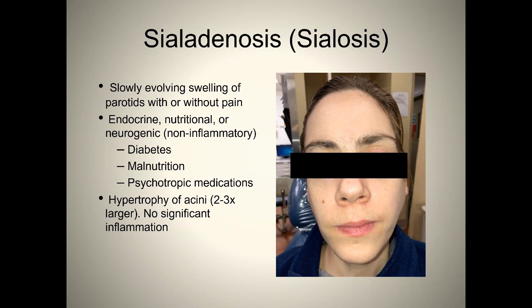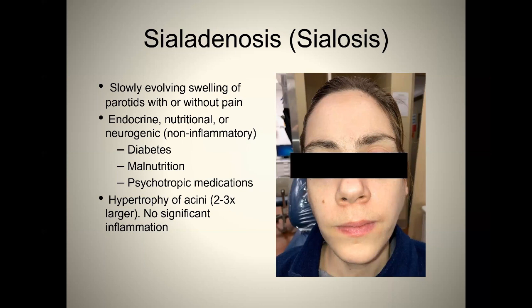The main differential diagnosis here is Sjogren's syndrome. And with that, you have to kind of get the full workup. So you need to ask the patient, are they experiencing dryness in their eyes and their mouth? And if they aren't, then you want to move towards a sialosis. And a full discussion of Sjogren's syndrome can be found in my Sjogren's syndrome video.